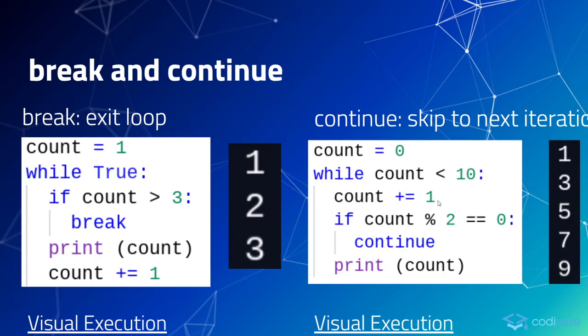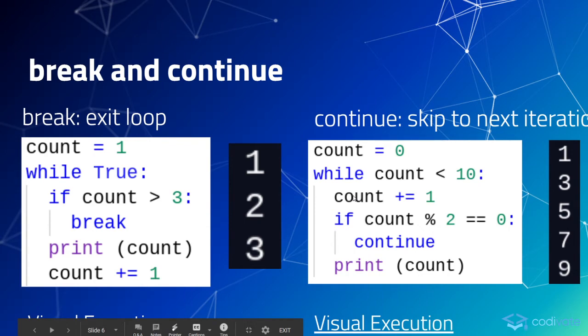We check this condition. As we learned a couple weeks ago, this condition basically checks if the number is even by seeing if the remainder when we divide it by 2 is equal to 0. Since 1 is not an even number, we don't go inside here. You can think of this condition as, is count even? And since count is not even, we don't execute this continue, and we just print out the current value, which is 1. Go to the next loop.